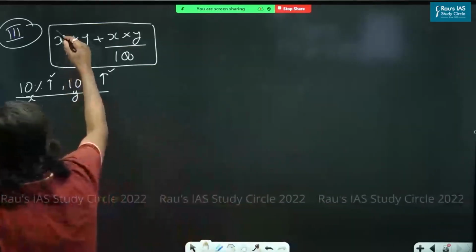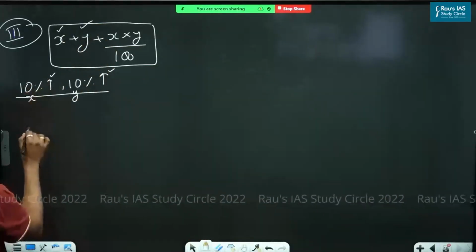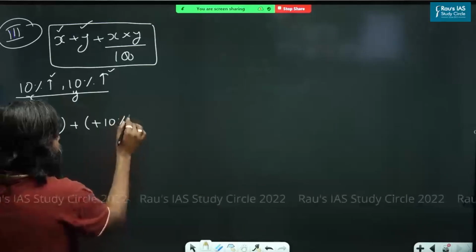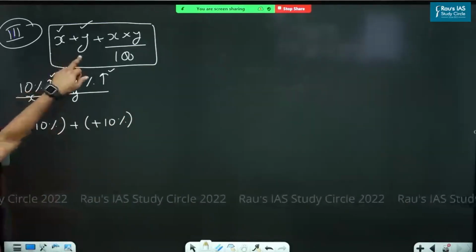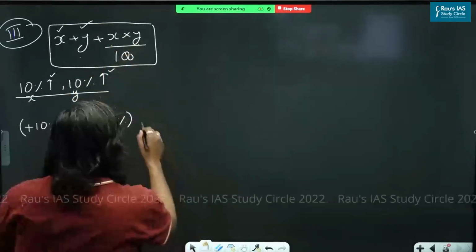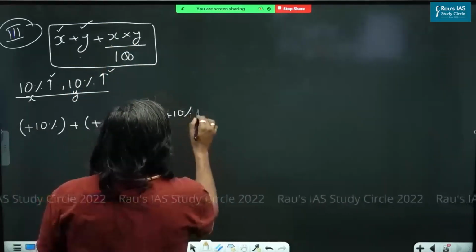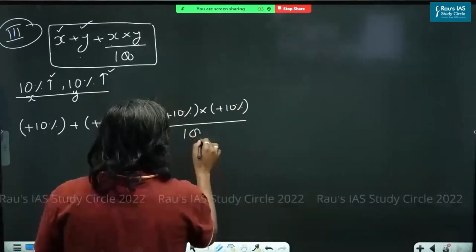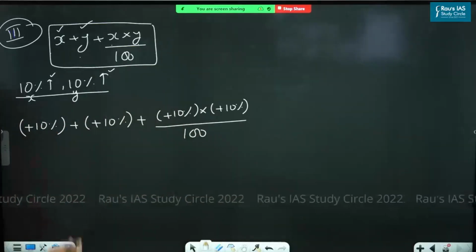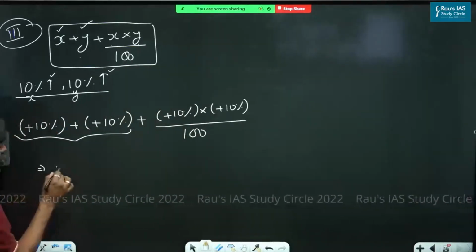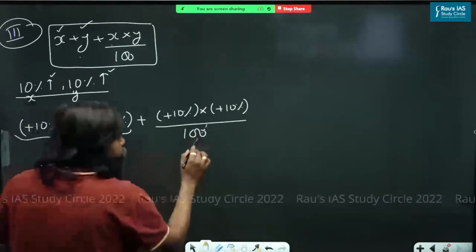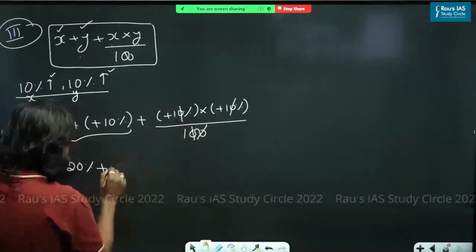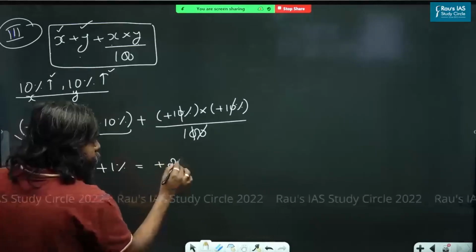First, what will I do? x plus y. What is the x value? Plus 10. What is the y value? Plus 10. So I finished x plus y. Then what will I do? x into y. x is plus 10, y is plus 10. For your understanding, I am writing it like this. Next, I will change the interpretation like this. Now, plus 10 plus 10, how much? Plus 20%. Cancel, cancel, cancel, cancel. Plus into plus is plus. 1 into 1, 1%. So now you will get plus 21%.